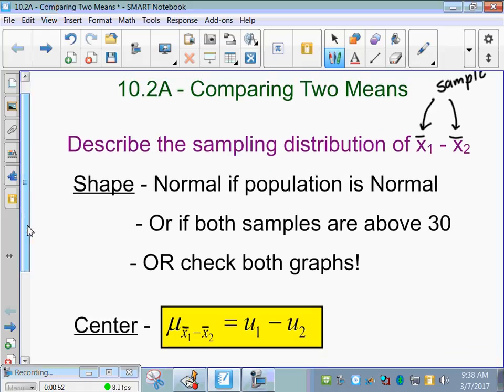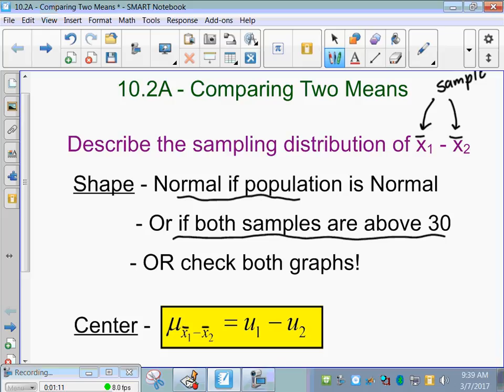So first of all, the shape. If they tell you that both populations are normal, then you can just say it's normal without checking anything else, right? If they say that both populations are normal, you're good to go. You don't have to do anything else. Okay, next thing you can do, though, is you can actually just check if they're above 30.